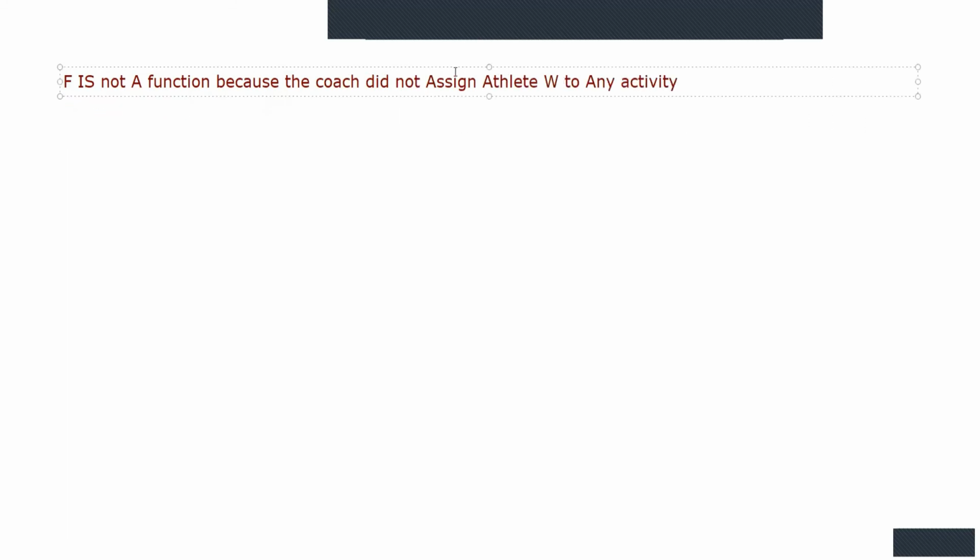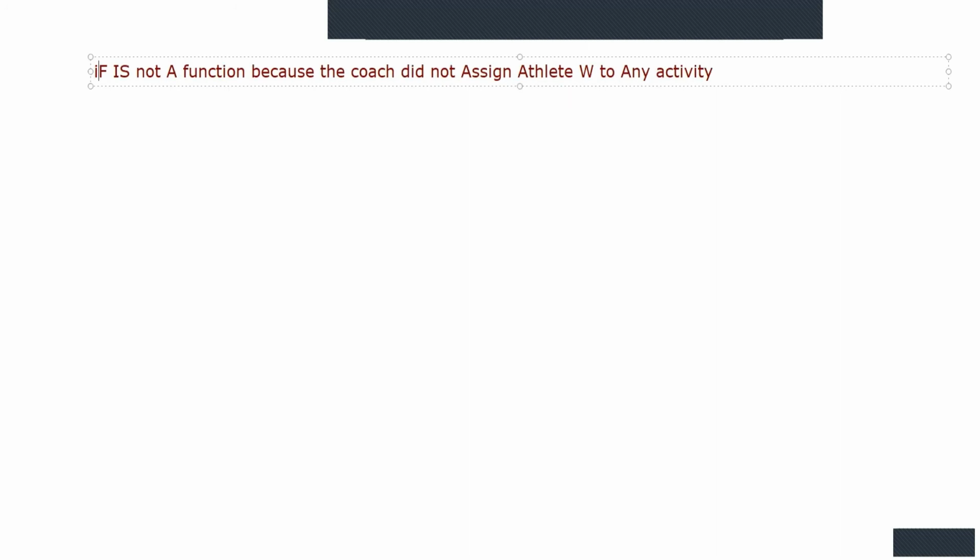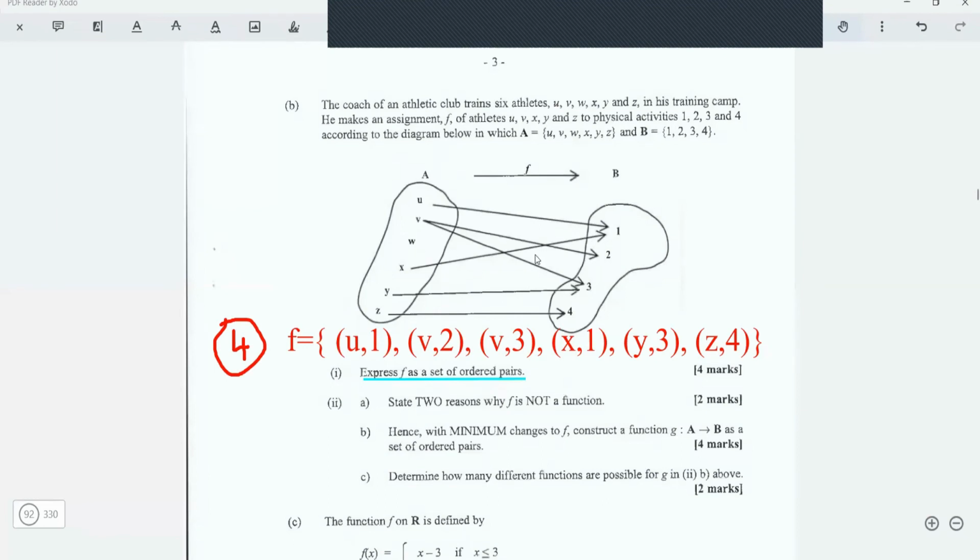Now guys, I don't want you to write it like that. I want you to say it this way. The question is about an athletic club, so make it realistic. Say f is not a function because the coach did not assign athlete W to any activity. This is one reason why f is not a function, because athlete W was not assigned to any activity. Doesn't this sound proper, instead of saying W doesn't map? Yes, this sounds proper. So that's how we should say it.